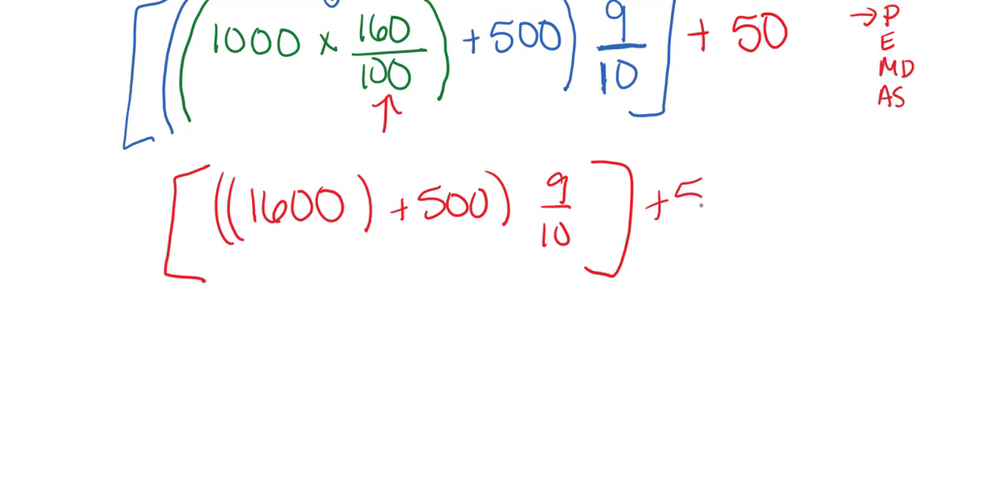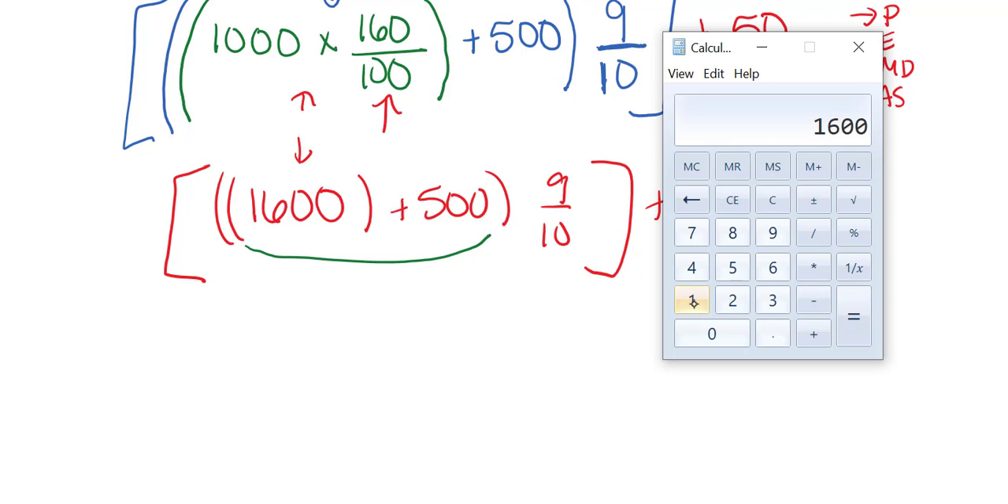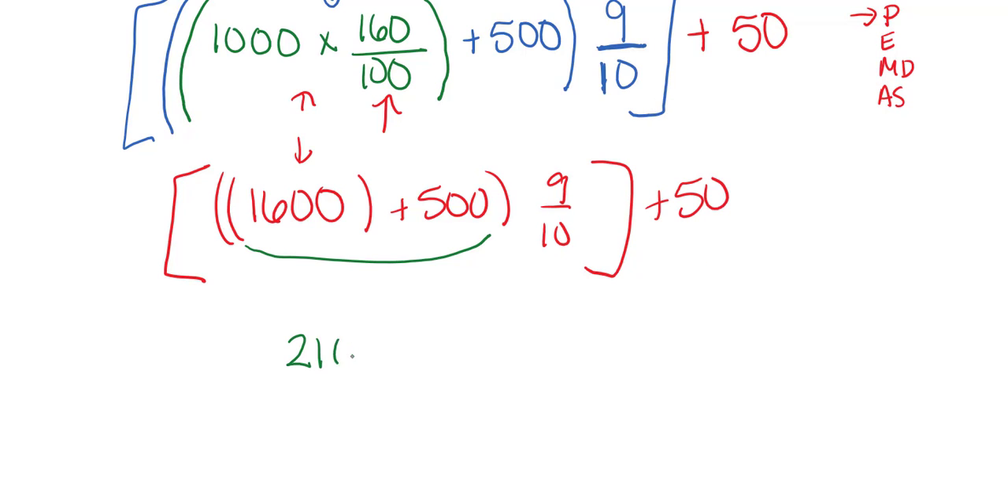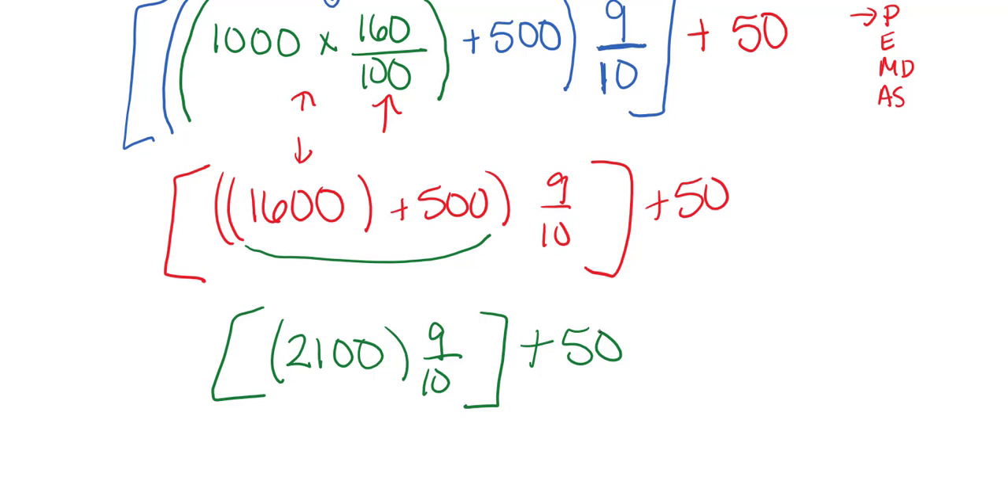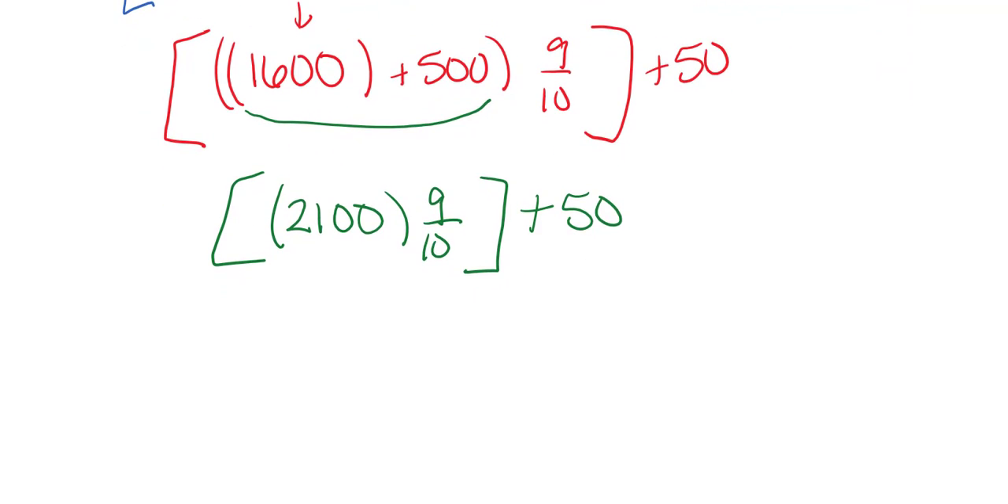And then let's just write out the remaining part. So now we still need to look inside the parentheses. But we're done solving inside this first parentheses, but now we have another one, which would be this one. So let's just go ahead and add 1,600 plus 500 is 2,100. So we'll just put this in one parentheses, and then we have this 9/10, and close it with another parentheses, and then plus this 50. So now we've dealt with the innermost parentheses.